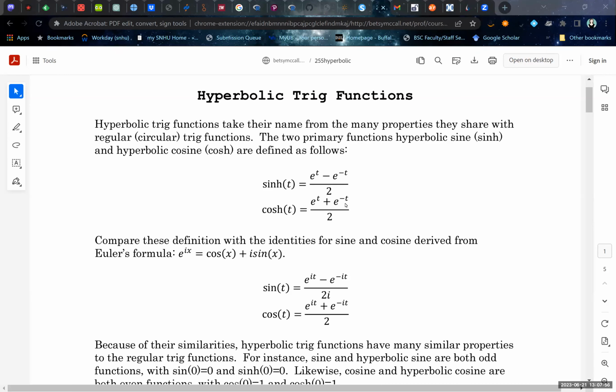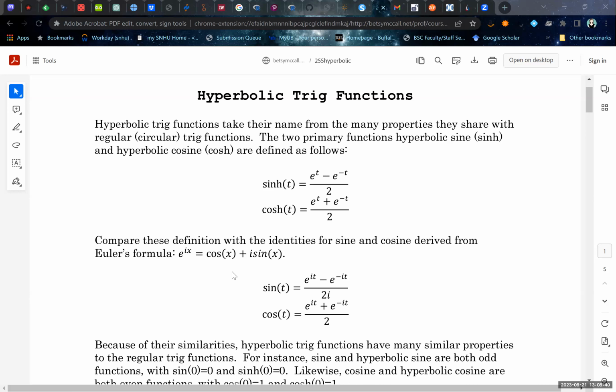So regular sine and cosine are defined in terms of complex exponentials like this. Cosine is defined as e to the it plus e to the minus it all over 2, based on Euler's formula. If you have e to the ix, that's cosine x plus i sine x. If you replace x with minus x, then that changes this sign because the minus can come out. And then cosine of minus x is still cosine x because it's an even function. And then you add those two together, and cosine can be defined this way.